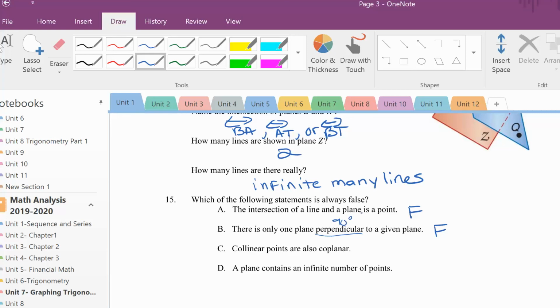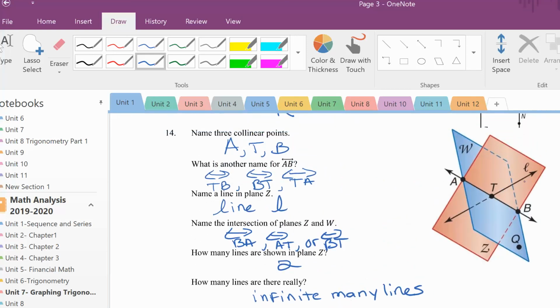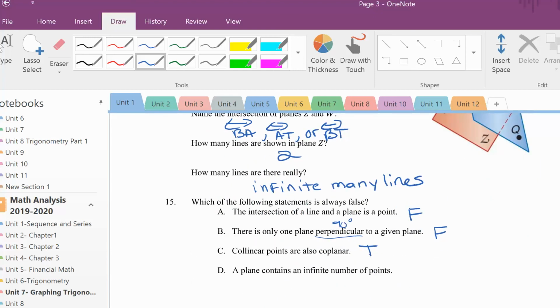Collinear points are coplanar. That is true because any points that are on the same line have to be on the same plane. And a plane contains an infinite number of points. That is also true. Even though you only need 3 points to make up a plane, it can consist of an infinite number of points.